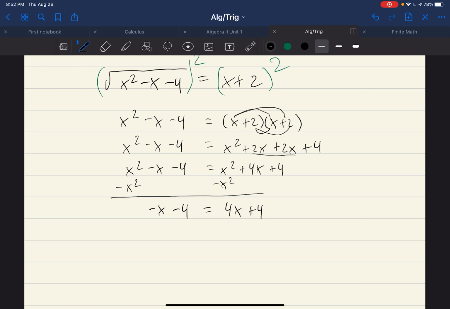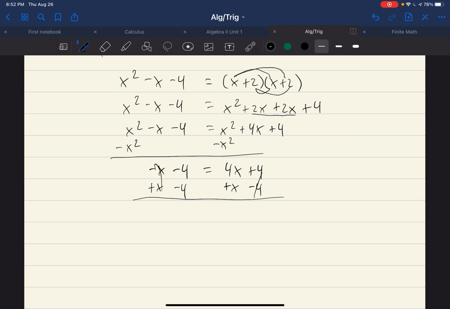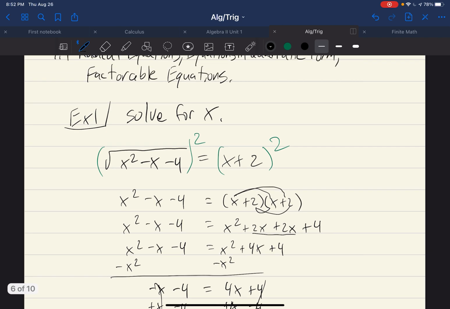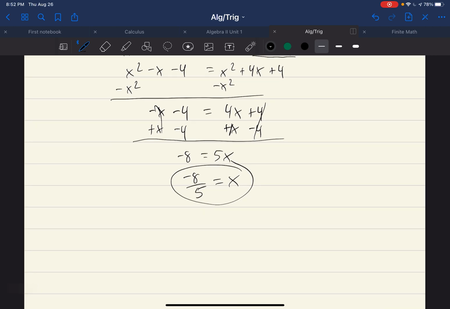We get the x's on the same side, so I'm going to add over the x. And I'm going to get the 4's on the same side, so I'm going to subtract over the 4. Then these cancel out. We're left with negative 8 is equal to, that's a 1 right there, so it's 5x. Divide the 5 over, so negative 8/5 is equal to x. And if you take that negative 8/5 and put it back in the original equation, it won't be taking the square root of a negative, and it is a good solution. So there's one solution to this, and that's all you get.